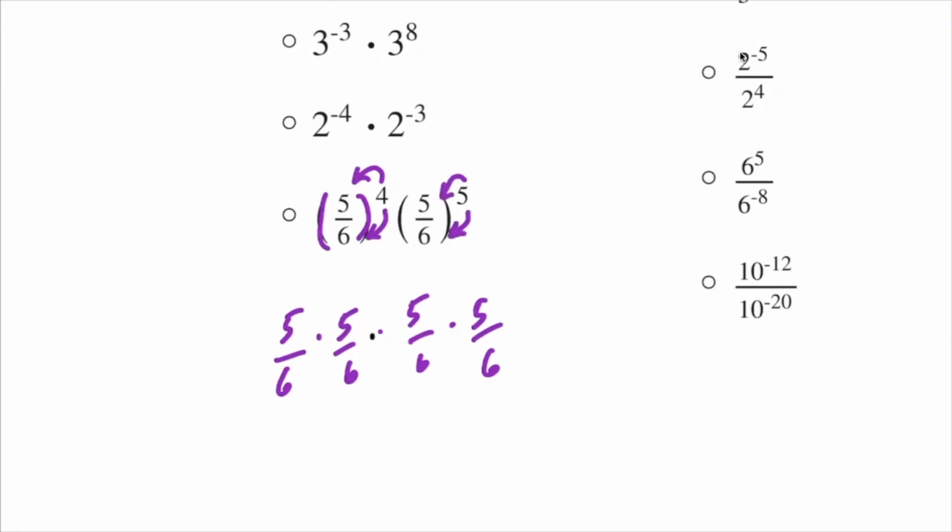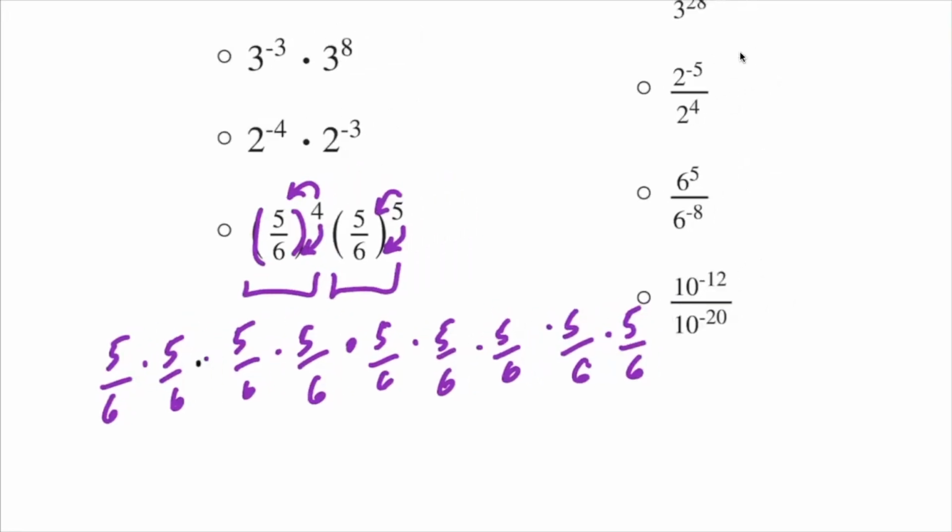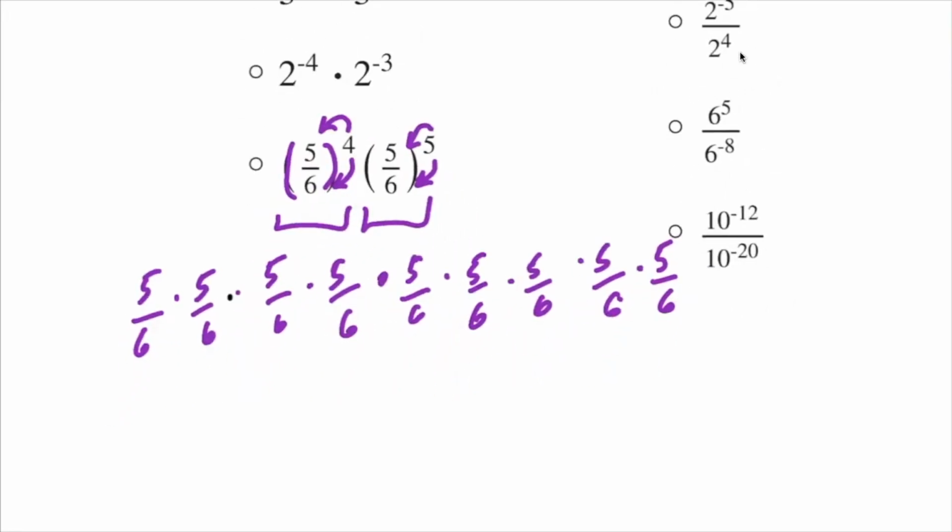And not only that, we did this so far. You're then multiplying even further, because now it's times 5/6 raised to the 5th power. So you're going to repeat 5/6 times itself 5 additional times, which we can write out there just to really drive that point home. 1, 2, 3, 4, 5. That's what it means.